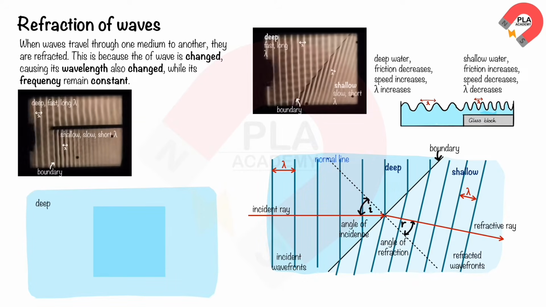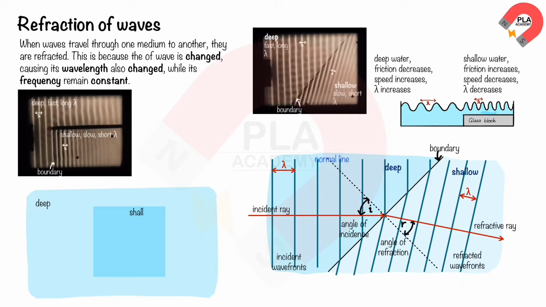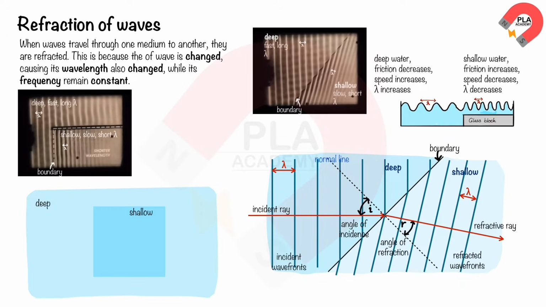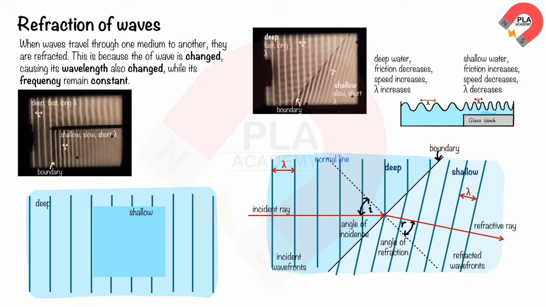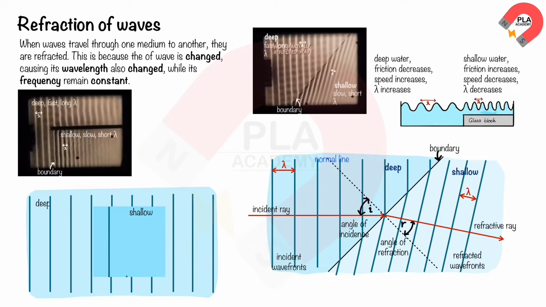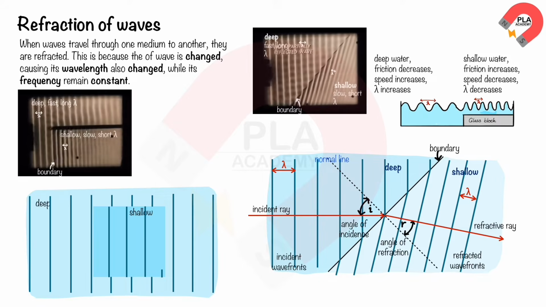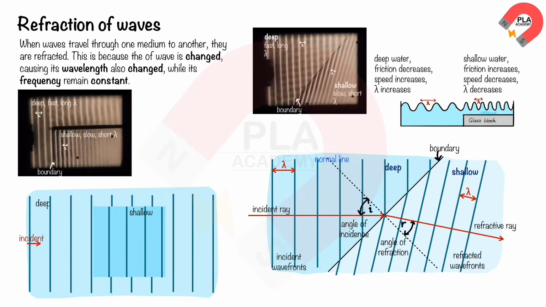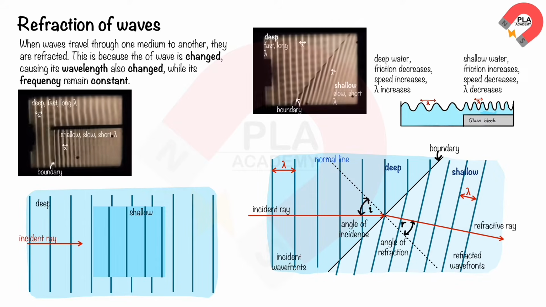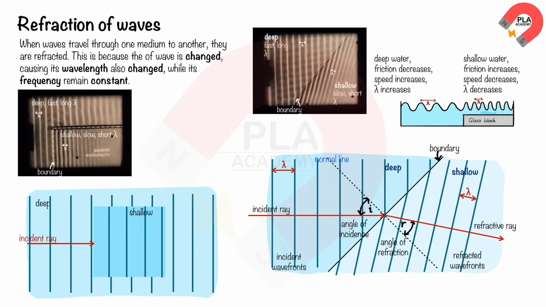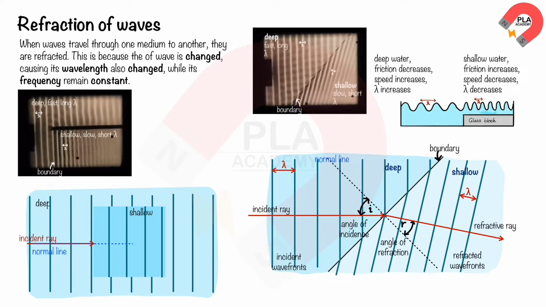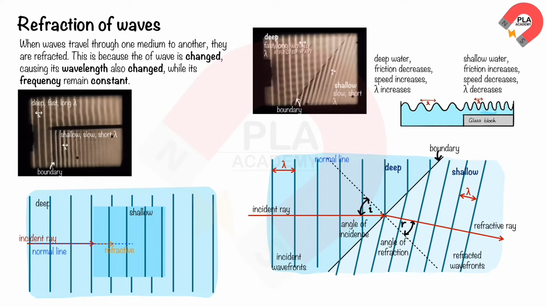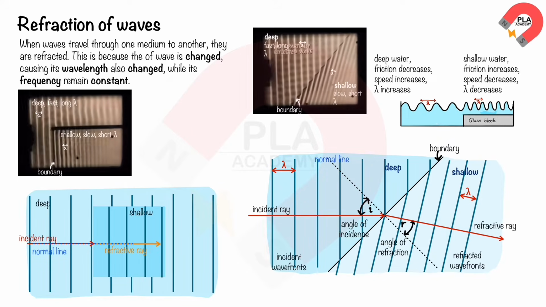This region is deep water. This region is shallow water. Draw the incident wavefronts of the wave in deep water. Draw the refracted wavefronts of the wave in shallow water. Draw the direction of the incident ray perpendicular to the incident wavefronts. Draw the normal line perpendicular to the surface of the boundary. Draw the refracted ray perpendicular to the refracted wavefronts.